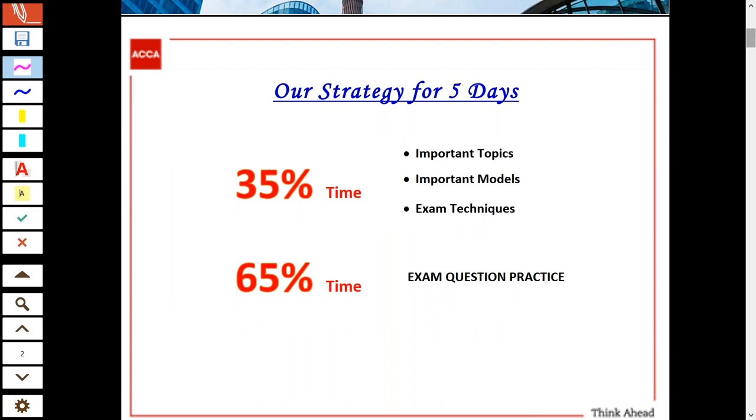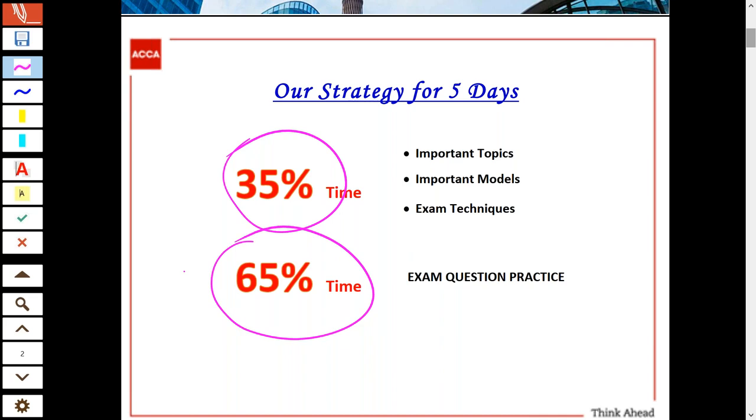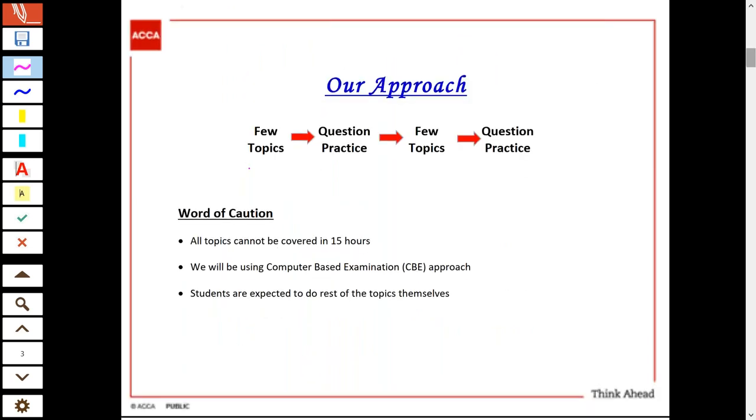Right, so what will be our strategy for the next 5 days? As usual, we will spend about 35 minutes on topics, models, and discussions. And the bulk of the time I would like to spend doing actual questions so that we are able to not only understand and apply the concept, but also apply the exam techniques and other professional skills required. So our approach would be that every day we will do a few topics and then right away we will do the practice questions on those topics and so forth.